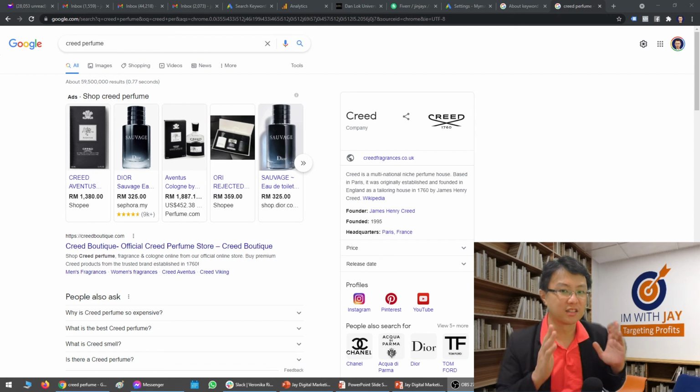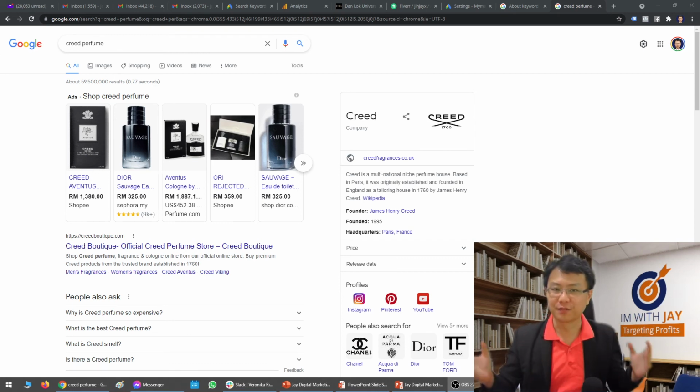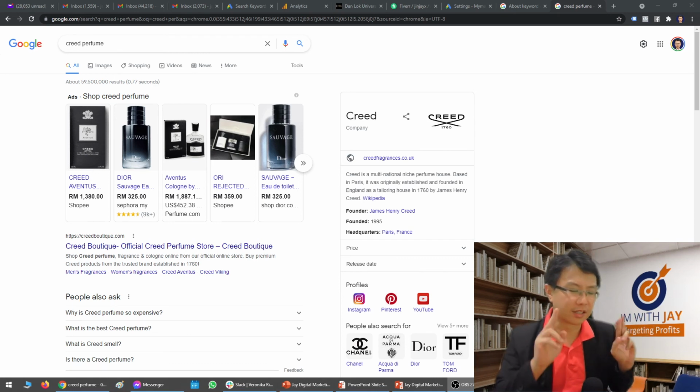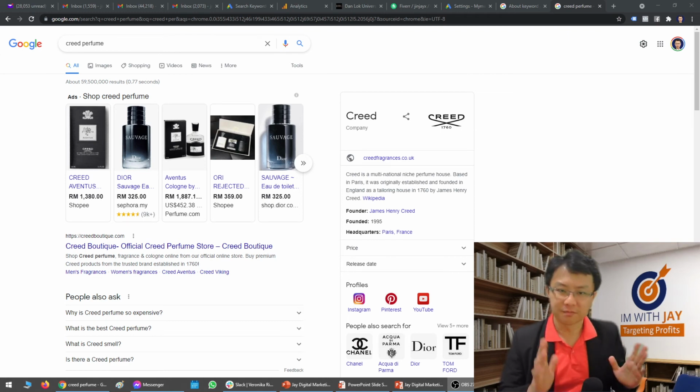And number 1, keyword match type. Now, I saved this for last because this can get a little geeky, but I thought of a way to make this easy to understand.